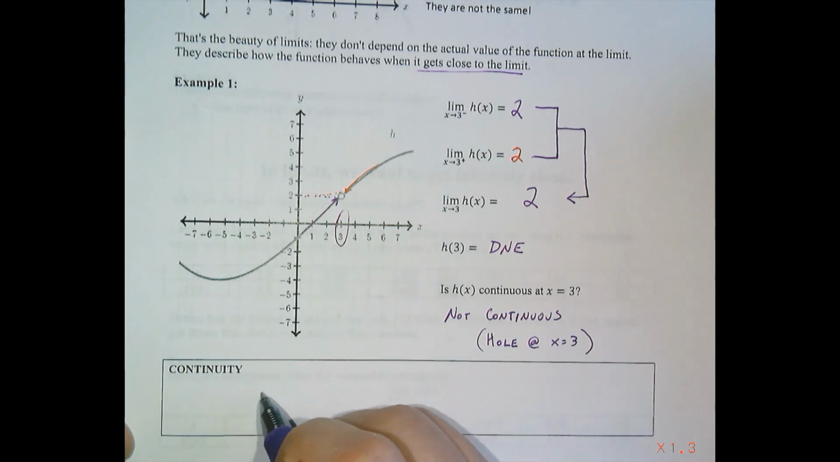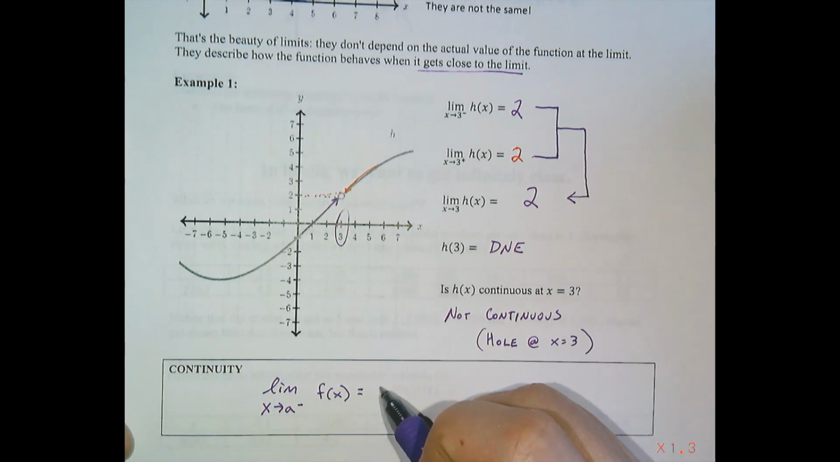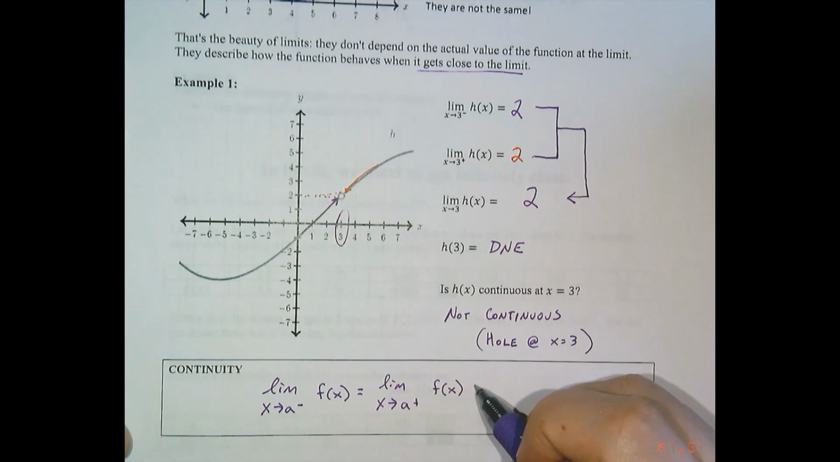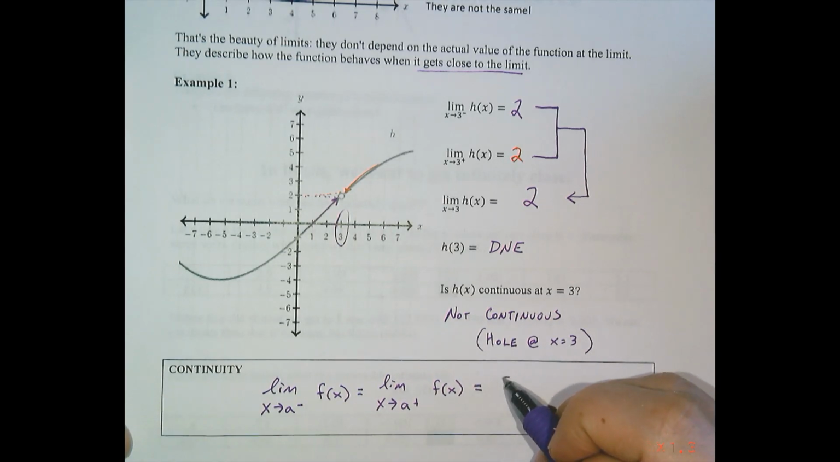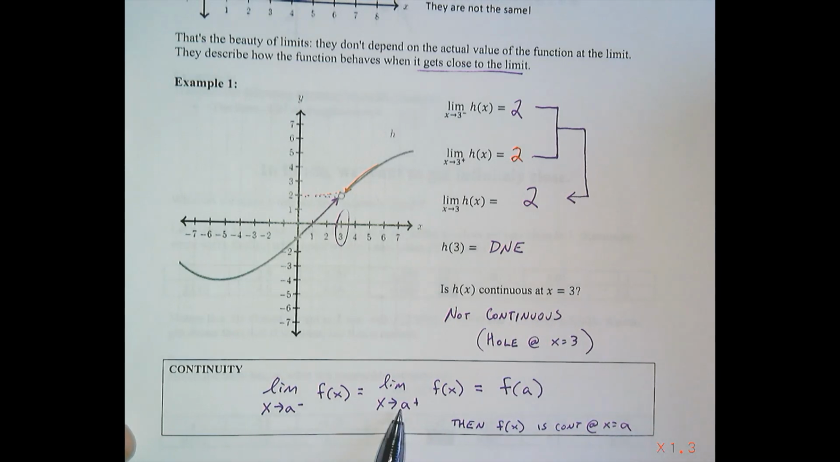The definition that I use is if the limit as x approaches a from the left of the function is the same as the limit as x approaches a from the right of the function, which is the same as the function at a, then f of x is continuous at x equals a. Left limit equals the right limit equals the function.